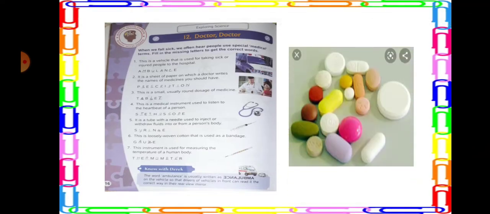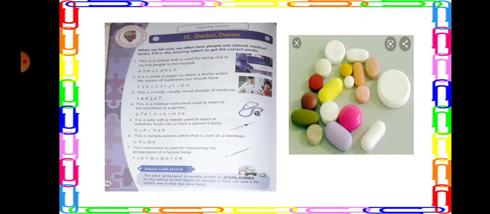Okay, children. So now number 3, this is a small, usually round dose of medicine. So this is known as tablet. So you must have seen a tablet. So these are some tablets, the picture of some tablets you can see out here. So the answer will be tablet. So this is a dose of medicine which the doctors usually give when you are sick.